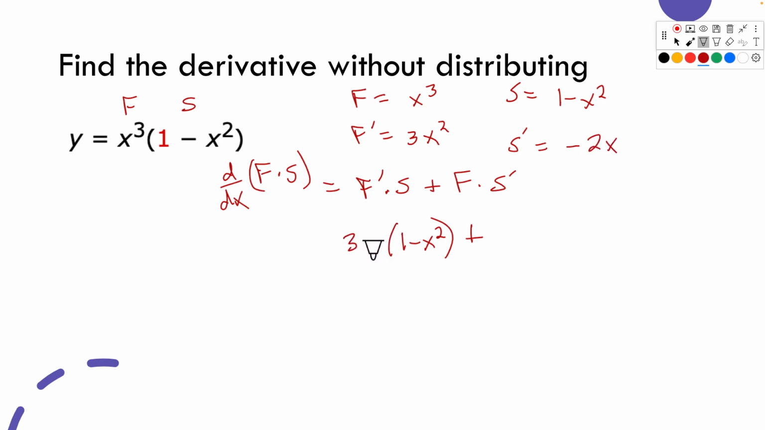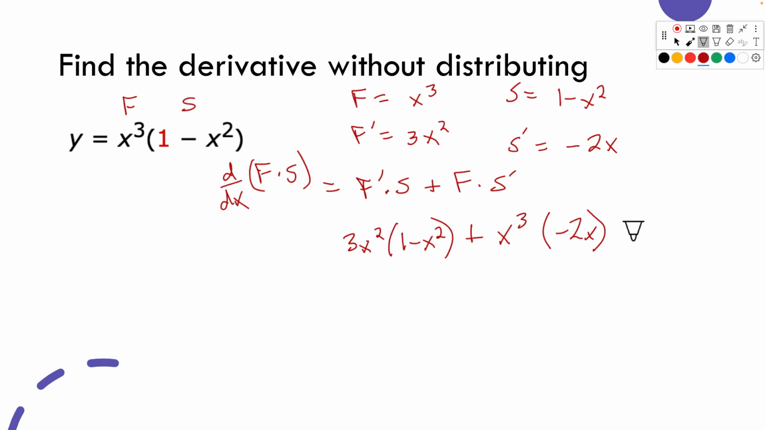So thank you. 3x squared, exactly. And then this one, let me be more careful, is f. So that's the one that's x to the third. And the derivative of s is negative 2x. Okay. So now from here, we've done the calculus, we just now do the algebra, right?